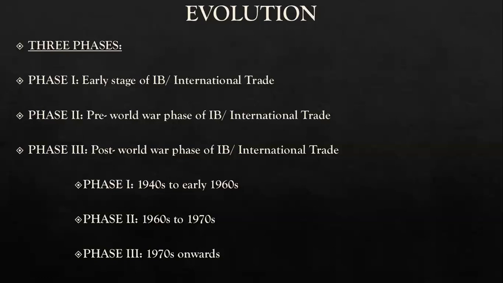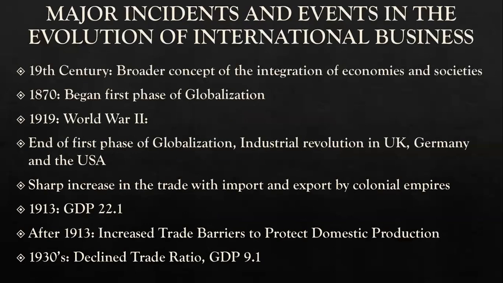Now, apart from this, I will also be telling you that there were a lot of major incidents and events which occurred in this phase of evolution of international business. Let us also discuss that in general. Firstly, in the 19th century, a broader concept of integration of economies and societies took place. Later on, in 1870s, we began the first phase of globalization, where we started considering all markets to be combined and made into one big market called the global market.